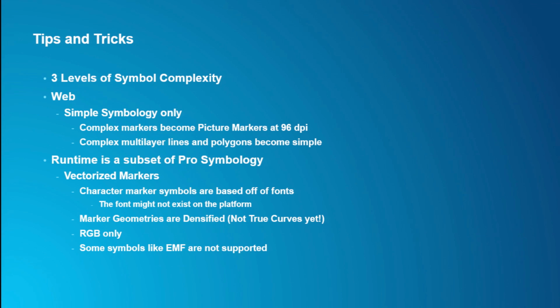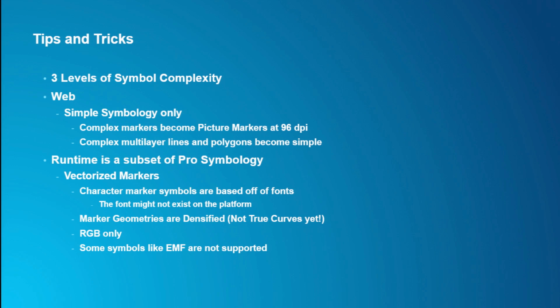There's essentially, think of 3 levels of complexity with symbology. You've got Pro, which is obviously the most complex, with the most powerful symbol support. And then the web symbology, whenever you're working with the web, you only have simple marker symbols, or simple symbols.